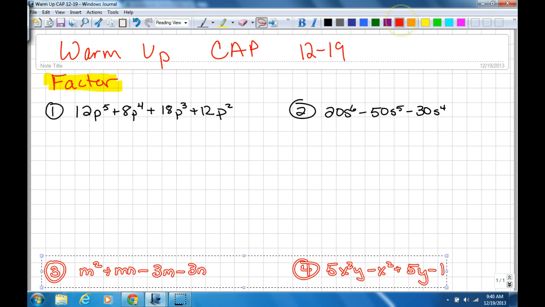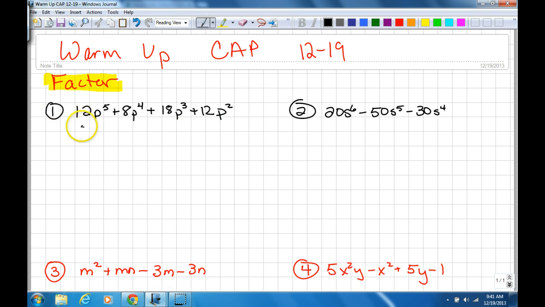So the first way you can do this is actually factor out across the whole polynomial. What can I take out of all of this? A 4 doesn't go into 18, but what else? A 2, right? I could say a 2 can go out. Okay, and I'm going to do it both ways. And I can take out a p squared. So if I do that, what's left inside of this is going to be 6p to the third plus 4p squared plus 9p plus 6.